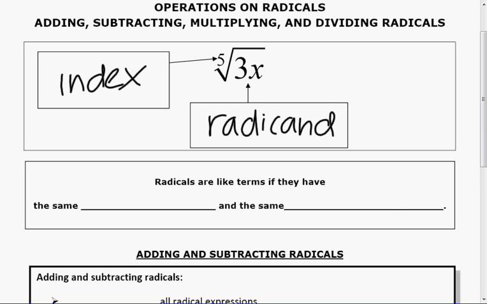Now, radicals are only like terms if they have the same index and the same radicand. So just like with other like terms that you've encountered before, the only time we can combine them, like add or subtract them, is, in this case with radicals, only if they have the same index and the same radicand. So now that we're on the same page, let's keep going.